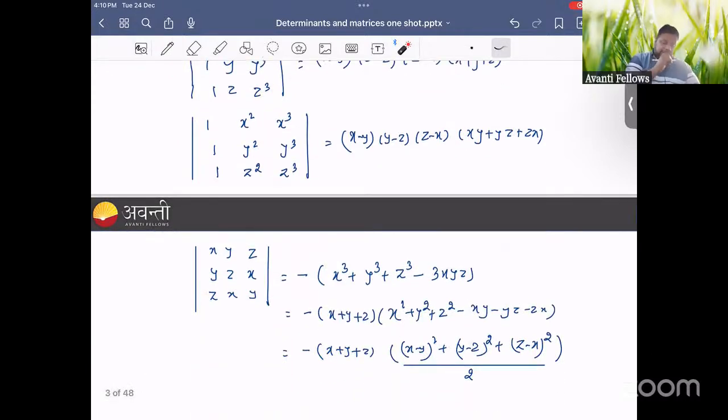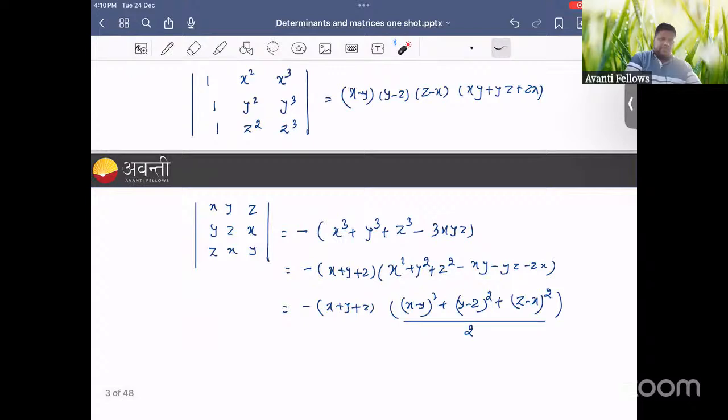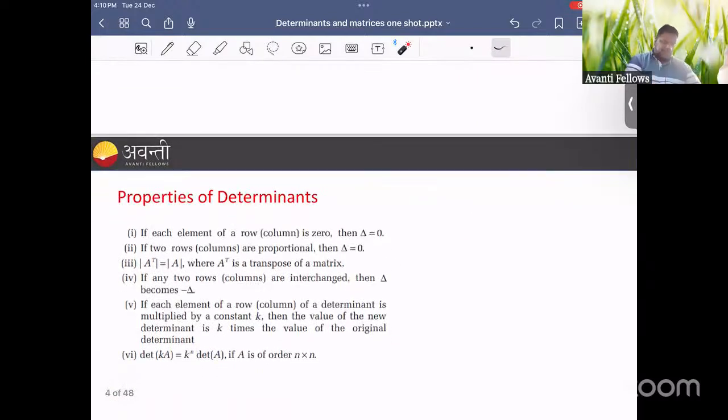But now if they say that x, y, z are the sides of a triangle and this last determinant is 0, that means this right side equal to 0 only exists when x equals y equals z. Otherwise, it won't happen. Am I correct? So remember these ones. All right.